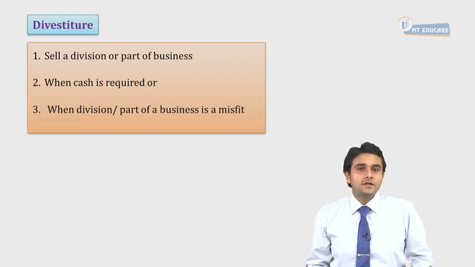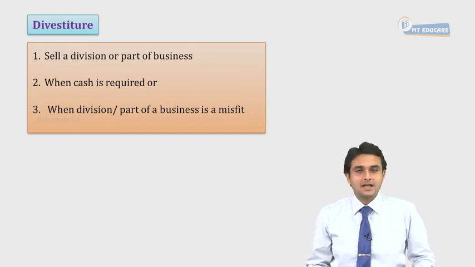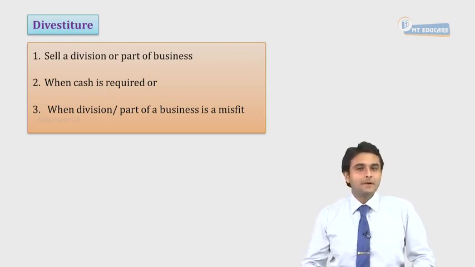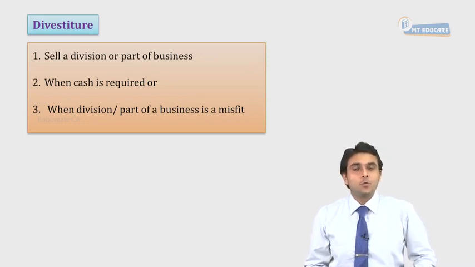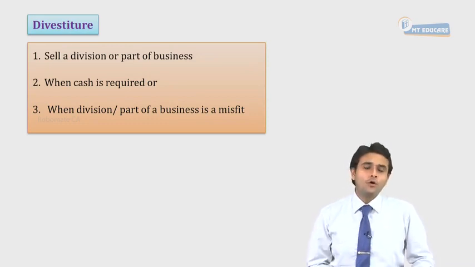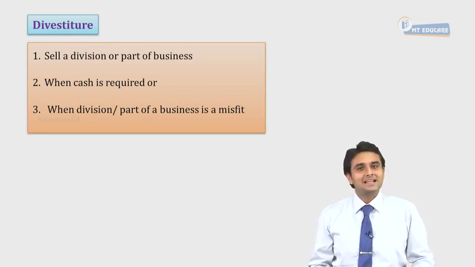So, they sold off Centaur Airport, which is now Sahara Star, and Centaur Juhu, which is now Tulip Star. So, this will be an example of divestment, whereby a business will sell a division or a part of a business when it requires cash, or if it feels that that part of the business or product is a misfit in the business.